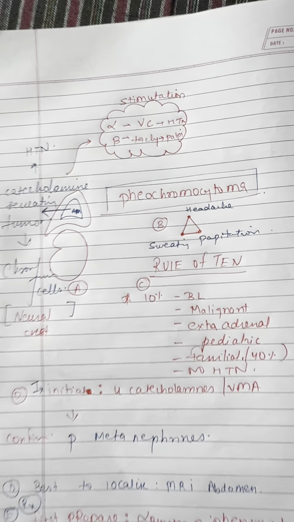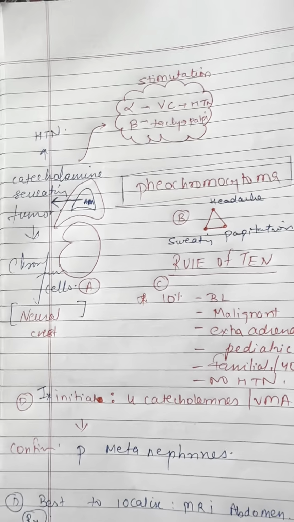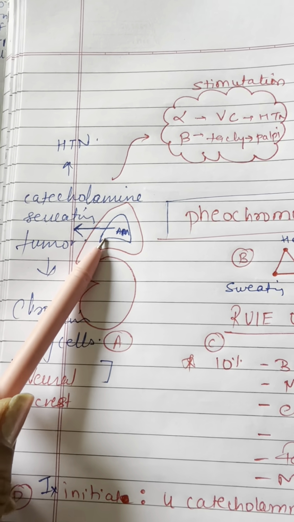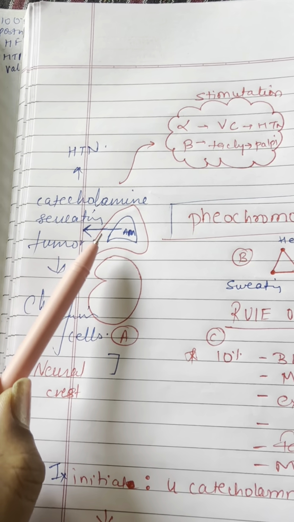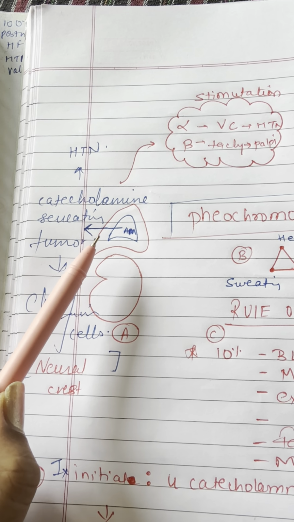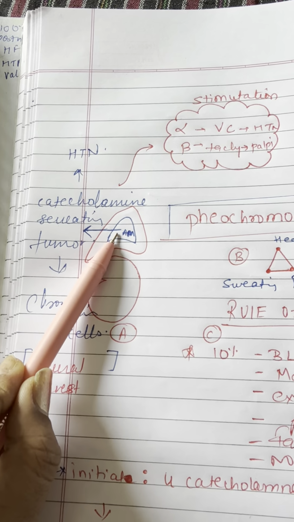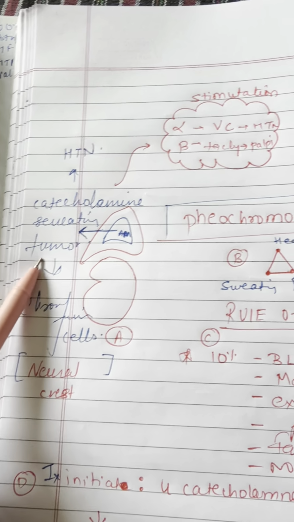Pheochromocytoma is a tumor. A tumor of what? It is a tumor of the adrenal medulla. As you can see here, it is a tumor of the adrenal medulla. This is the kidney, above it the cortex of the adrenal gland and the medulla of the adrenal gland. So it is a tumor of the adrenal medulla, a catecholamine secreting tumor.